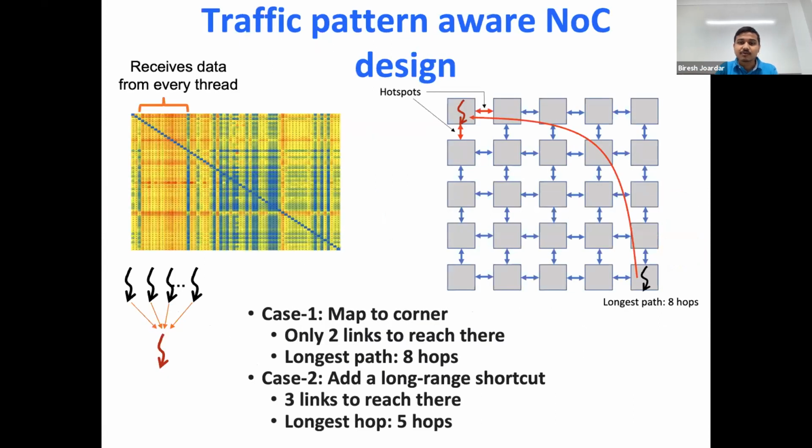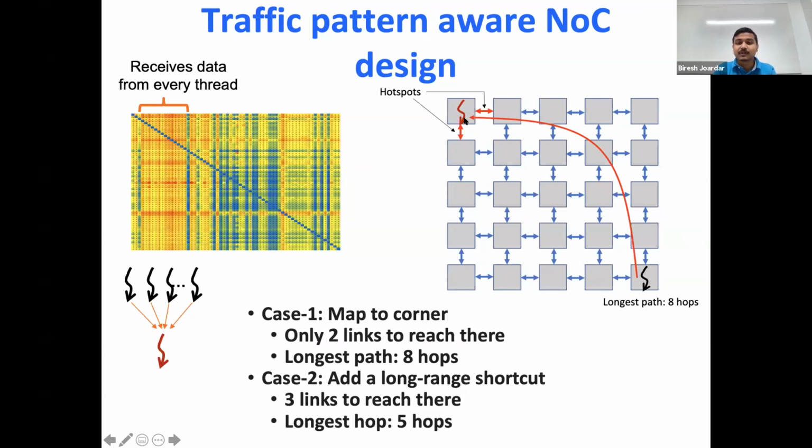So again, let's take a look at how NOC design could improve performance or influence my design. Let's take the same workload again, the same workload from task mapping. Again, you can see that we have these strips of red, strips of blue. The red ones are receiving a lot of data. So again, you could think of it as a lot of threads. Let's say the black ones are sending data to the brown thread.